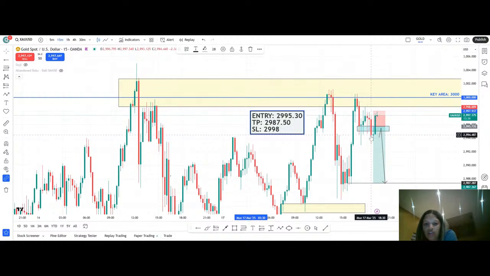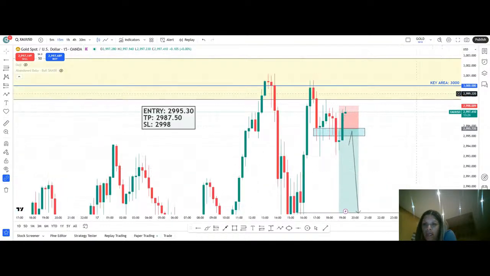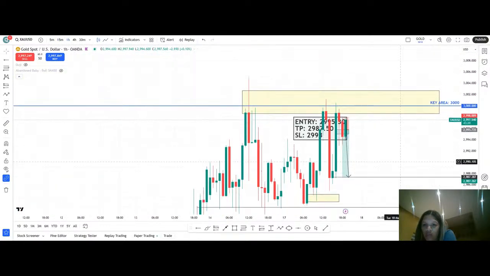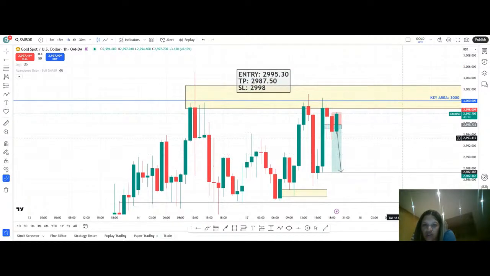I was faked out here with this break. Price is now coming back and retesting this key area right here at 2989.9. That's what I think, I'll just wait and see. This was based on the 1 hour. Like I said, we are in a consolidation, so trying to trade in a consolidation is always risky.